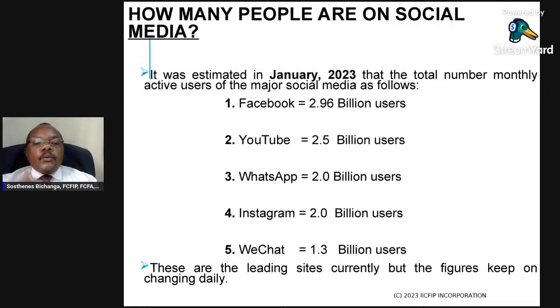So it will change. It is very dynamic. It is fluid and dynamic. Next time when we look at these statistics, we might find that even if Facebook is not number one, it has been taken by YouTube or WhatsApp. So the figures are changing on daily basis as more social media sites are being manufactured and designed and configured on daily basis.